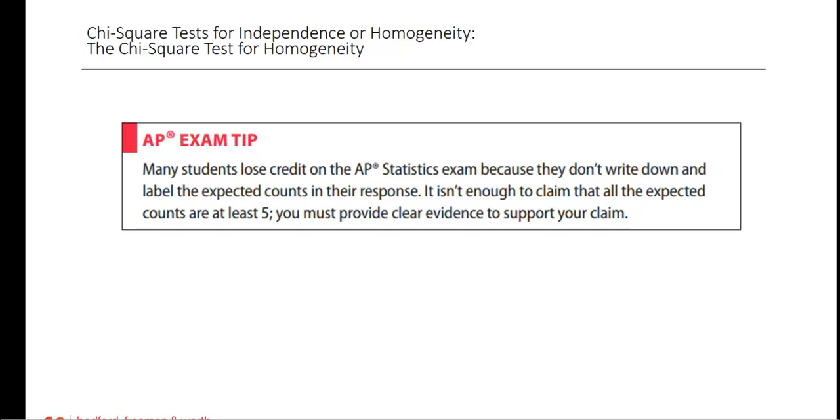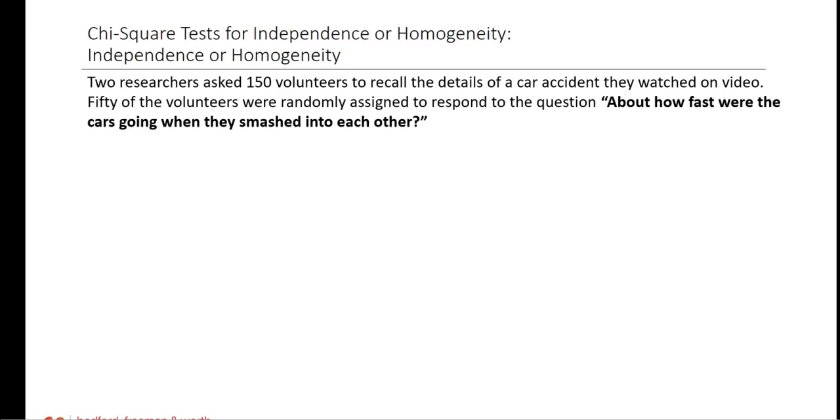You must write down all the expected values, right? You can get it from your calculator, no problem, right?